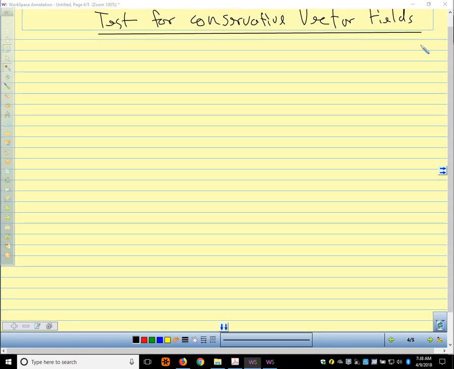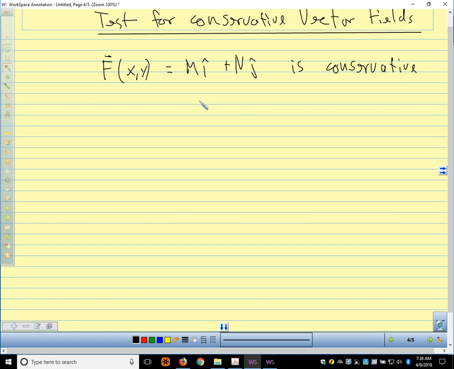They should conserve something. All right, if f, our vector field, f of x, y, is M i hat plus N j hat, and we're going to say M and N are nice functions, they have continuous first partials, this function is conservative if and only if the partial of M with respect to y equals the partial of N with respect to x.